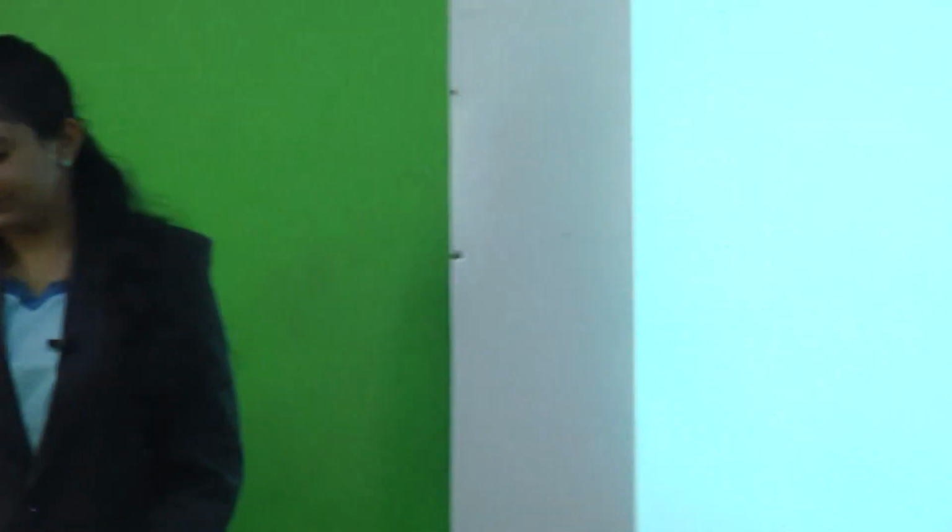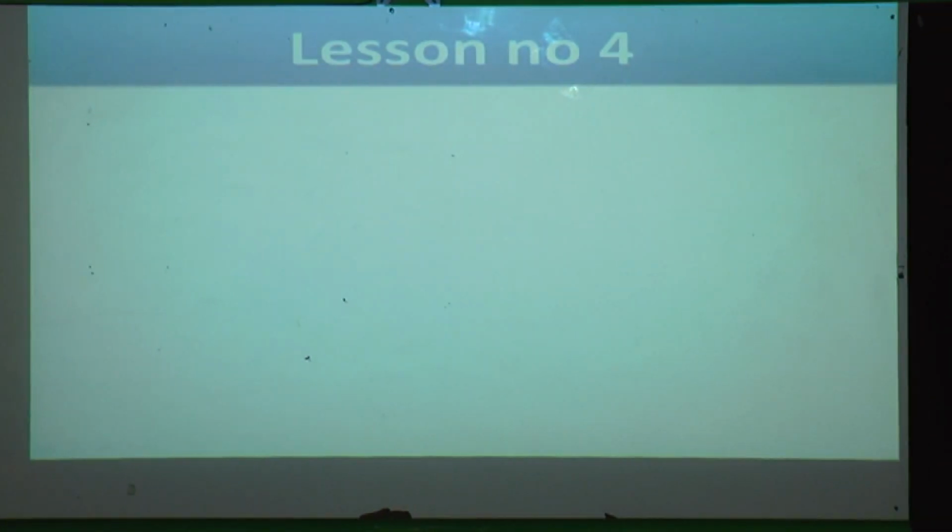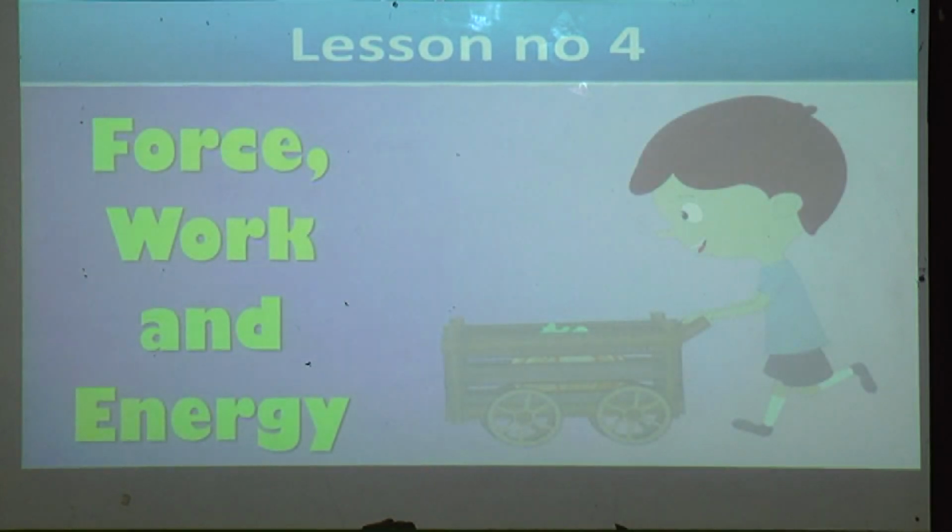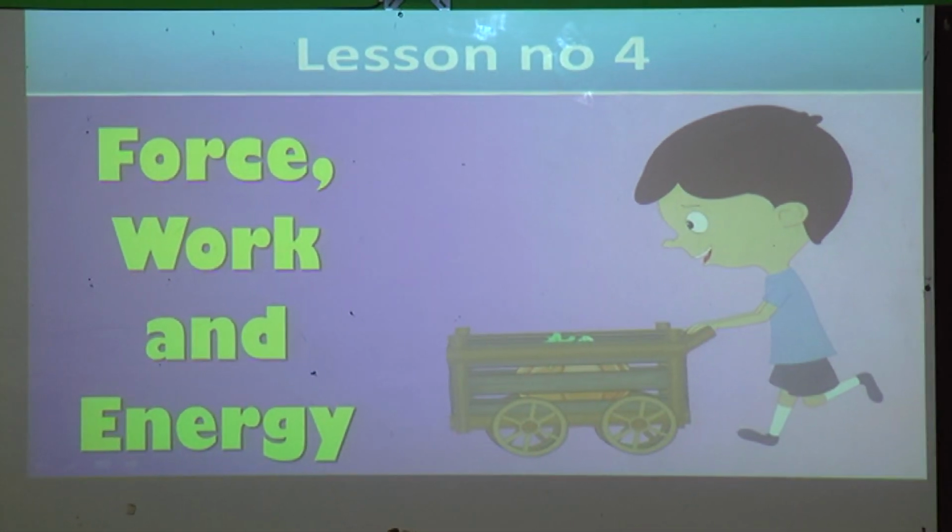In the previous session we have learned some points from lesson number 4, that is force, work and energy. Today also we are going to see some more points from the same lesson. Let us see the board. Today's lesson number 4, that is force, work and energy.